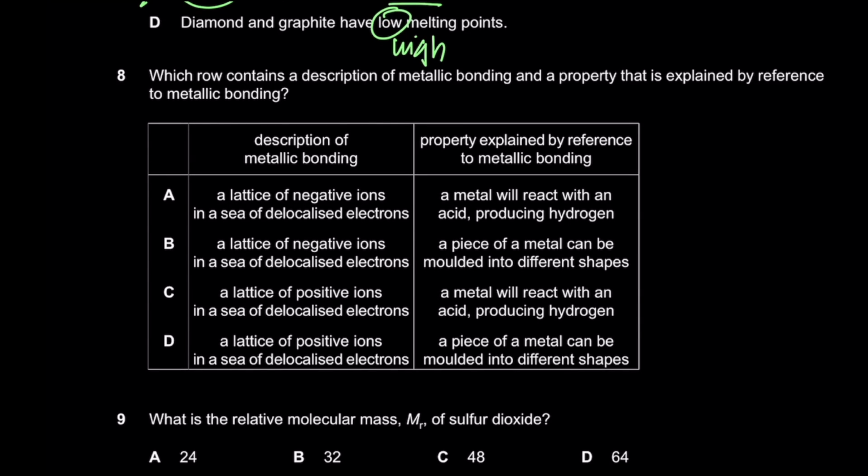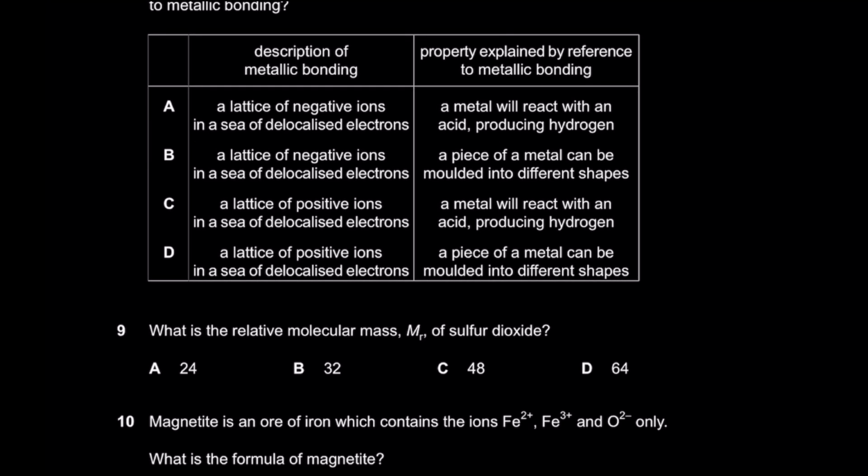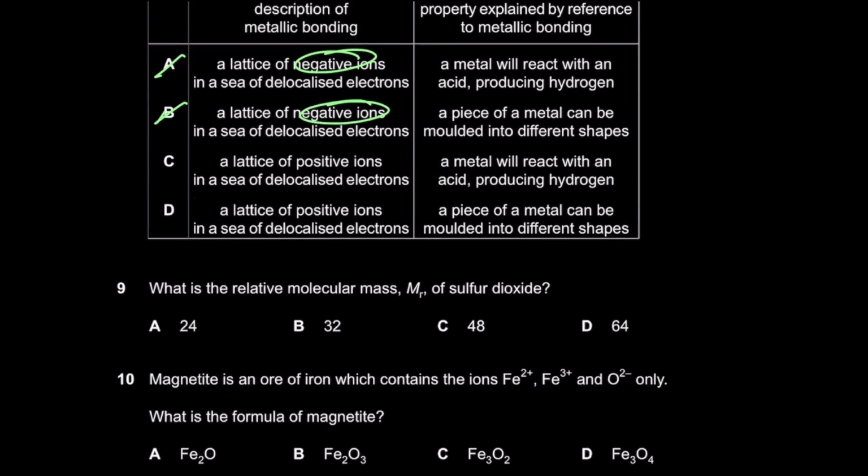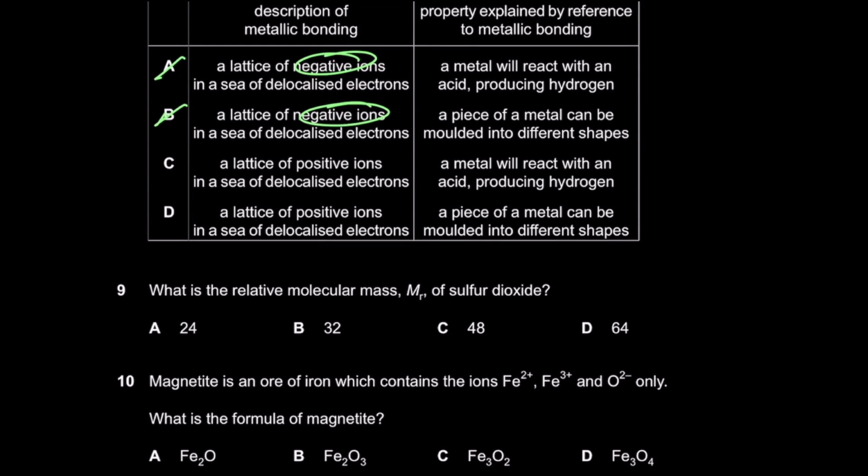Which row contains a description of metallic bonding and a property that is explained, right? So he wants the description and an explanation, a property that is explained by reference to that description. Okay, great. A lattice of negative ions? No, it's a lattice of positive ions in a sea of delocalized electrons, so A and B are wrong. A lattice of positive ions, okay, C and D. Now, check the explanation out. It's a lattice of positive ions in a sea of delocalized electrons.